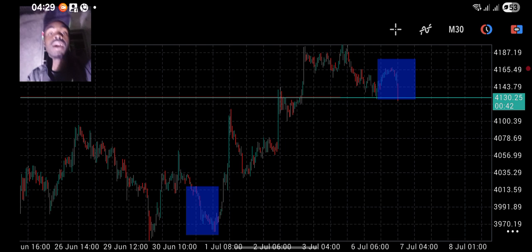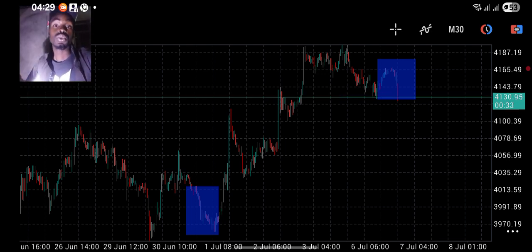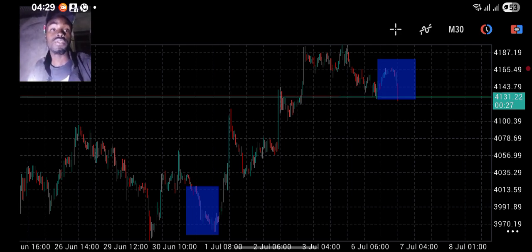So that is my best of the best trading strategy every time, guys. Once I come, that is the rule number one. The rule number one every time is to identify the market structure. The market structure shows the direction where the market is going every time.